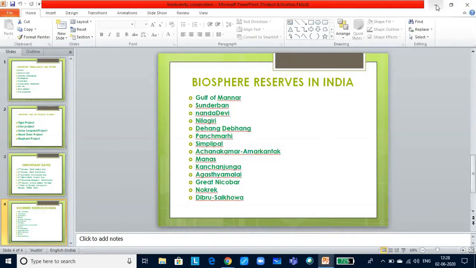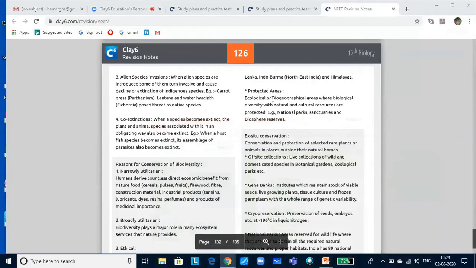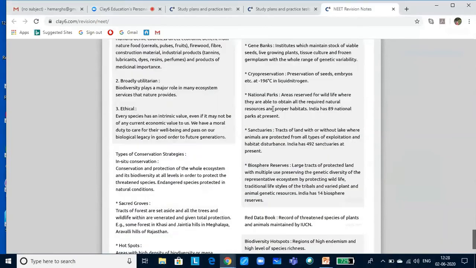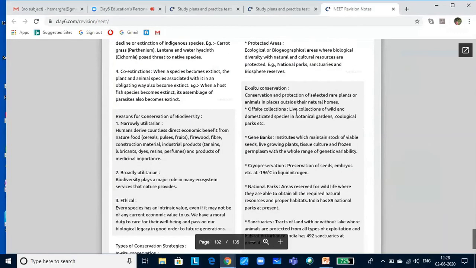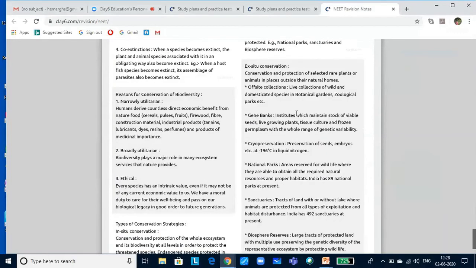So you had to learn about all these things also, and sometimes they will ask you where is where. That should be your trivia questions where you should know based on your general knowledge. Now let us look into ex situ conservation.